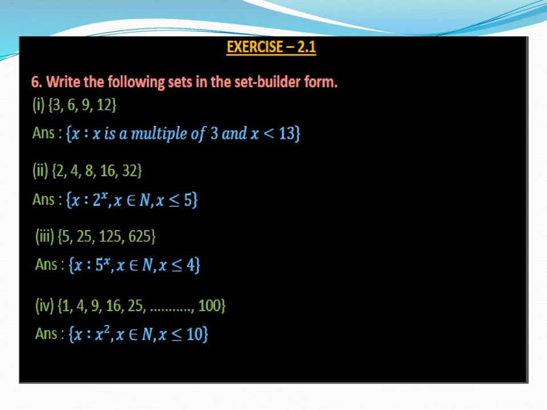Next, third one, the set {5, 25, 125, 625}. These are all powers of 5. Then x such that 5 power x, where x belongs to N, x is a natural number, and x is less than or equal to 4.